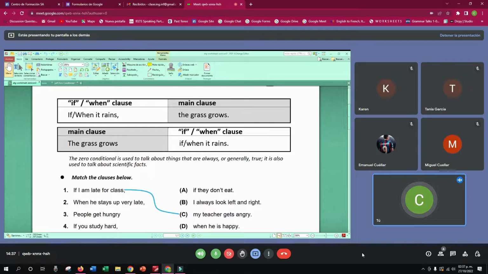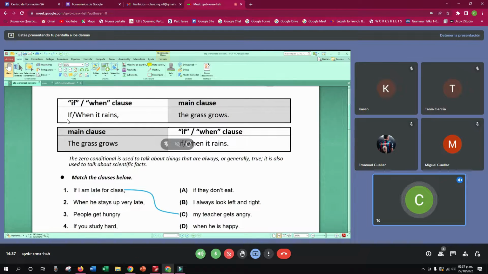If you remember, I told you that we can use when or if, and it is almost the same meaning. Sometimes you can find the when clause, and then the main clause, right? So they mean the same, right? So you can use if or when.